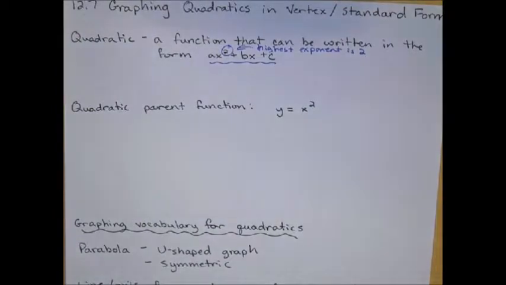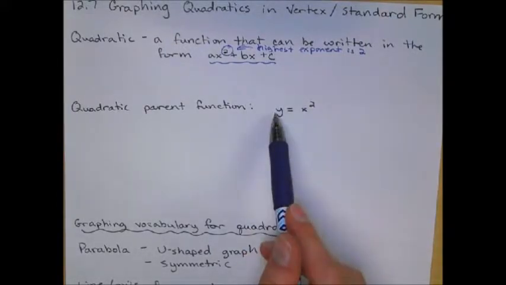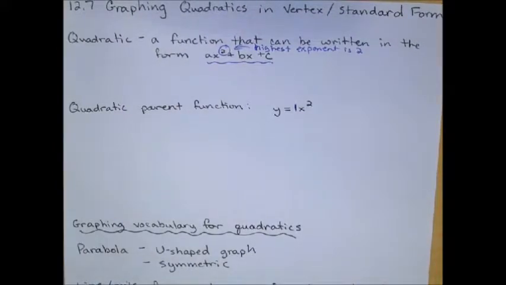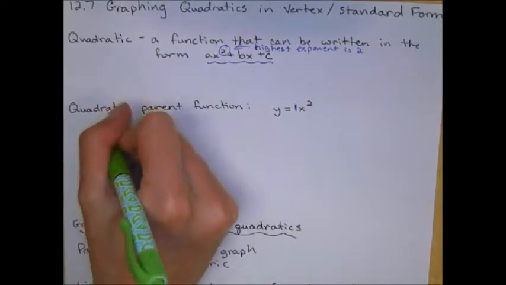So we have our parent function. For any new graph or function that you'll be introduced to in the next couple years, we will always have our parent function. It's the most basic version of the function. So here is our parent function. Our a value is 1. There's that 1 in front. And we're going to start by just graphing this and seeing what does this look like. We're going to do this by making an XY table.